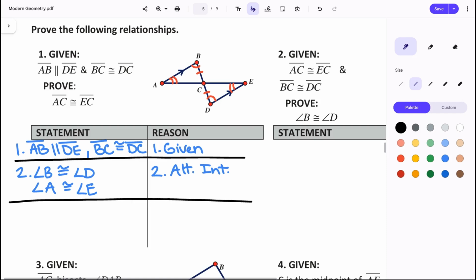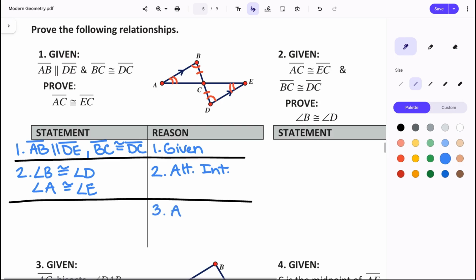Now, if you didn't want to use both pairs of alternate interior angles, you could have used the vertical angles that are in the picture. So if you had written down B and D are congruent, and then you went on to the vertical angles instead of talking about A and E, that's fine too. That's actually what we did on our bell ringer today. But I'm good with what we have so far, because do we have enough to say that the triangles are congruent? What test is being used here?